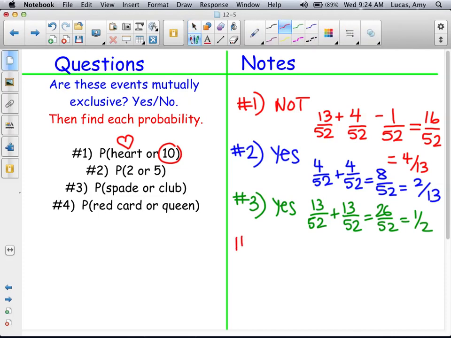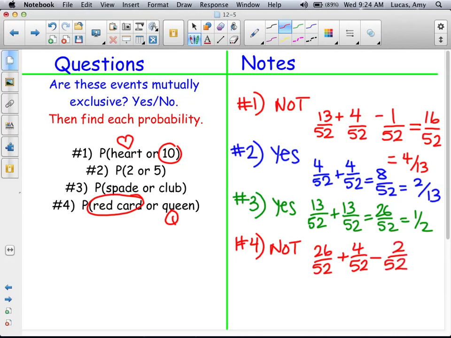Last but not least, red card or a queen. This one is not mutually exclusive. Red cards, 26 out of 52 are red cards, plus 4 out of 52 are queens, but there are 2 cards that are red queens. So, 30 minus 2 is 28. 28 52nds reduces to 7/13.